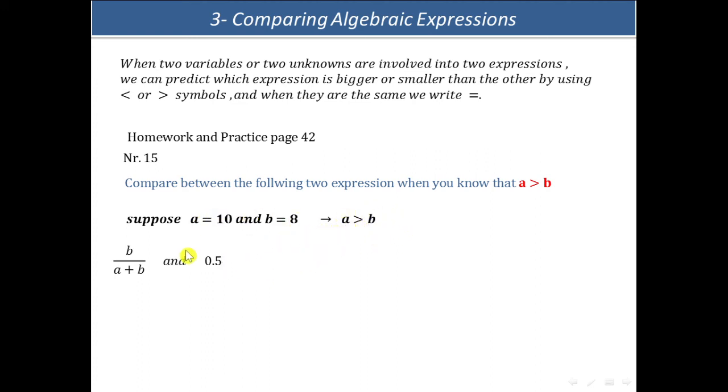Then I substitute the values into this expression, and I see if it is bigger or smaller than 0.5. When I substitute the values here, this will give me 0.4. Is 0.4 bigger or smaller than 0.5? It is smaller than 0.5. Okay, what is the conclusion from that? That B over A over B is smaller than 0.5, or 0.5 is bigger than B over A over B. This is the conclusion I get after I substitute the values into these equations.